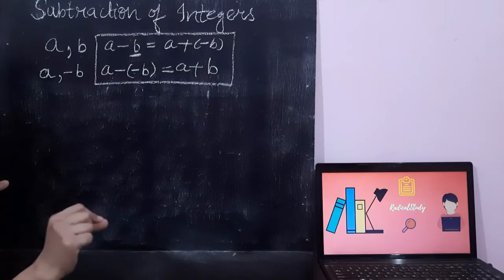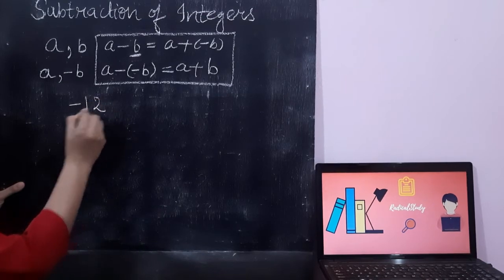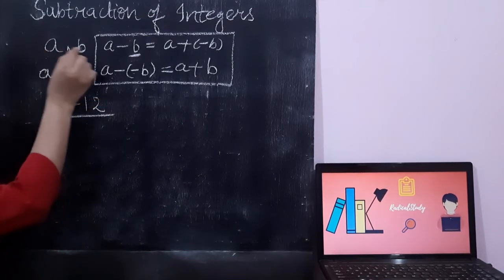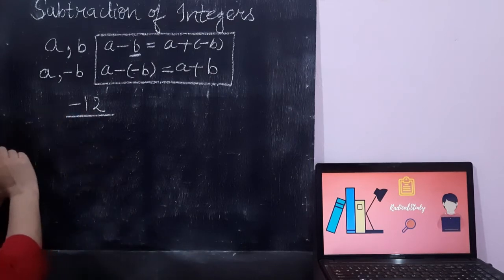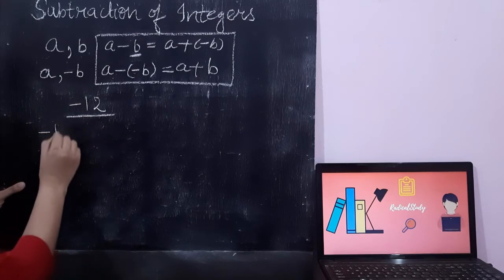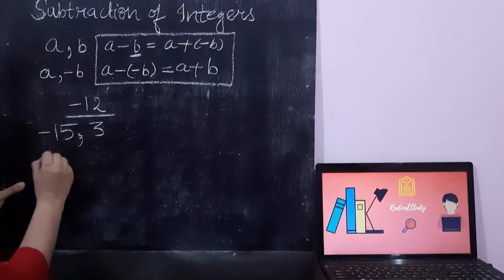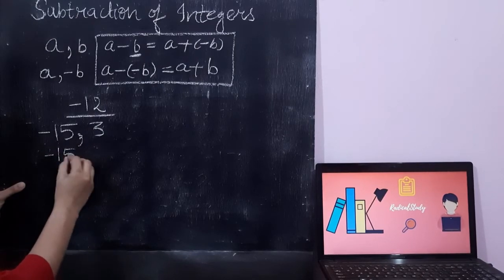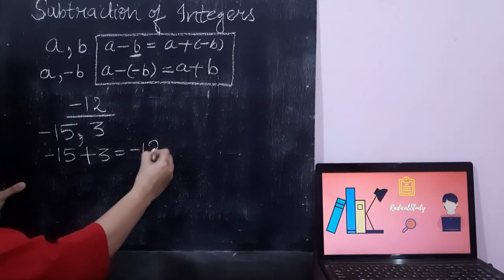So tell me a pair of integers whose difference is minus 12. That means you have to tell me two integers a and b. When we subtract them, the answer should be minus 12. So the first one can be minus 15 and 3. When you add these integers, the answer will be minus 12.